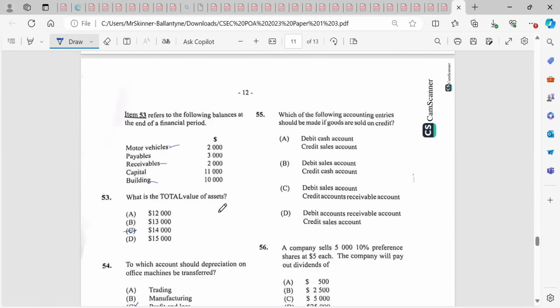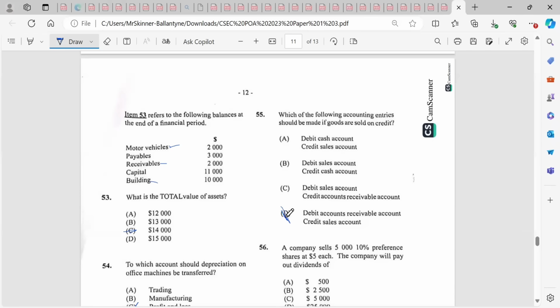Number 55, which of the following accounting entries should be made if goods are sold on credit? When you sell goods on credit, you credit sales because sales is always credited. Then you debit whoever you sold it to, so the accounts receivable. Credit sales, debit the accounts receivable account. So the answer would be D.